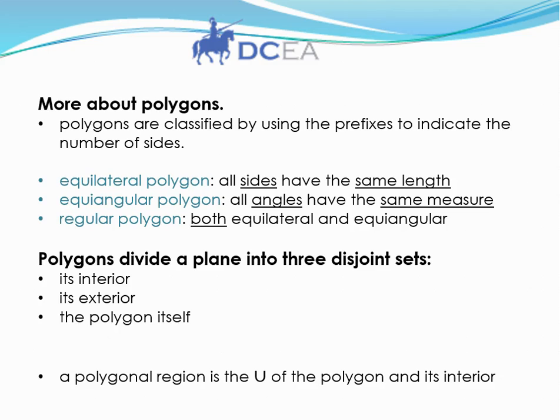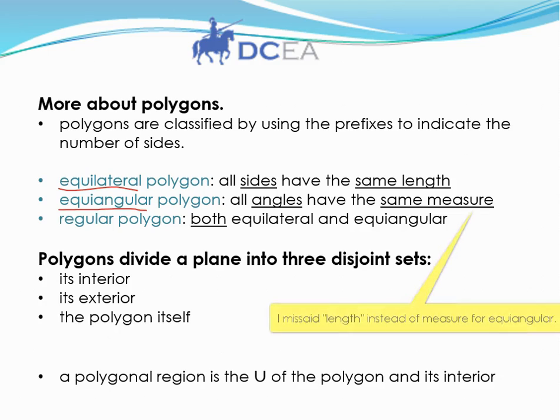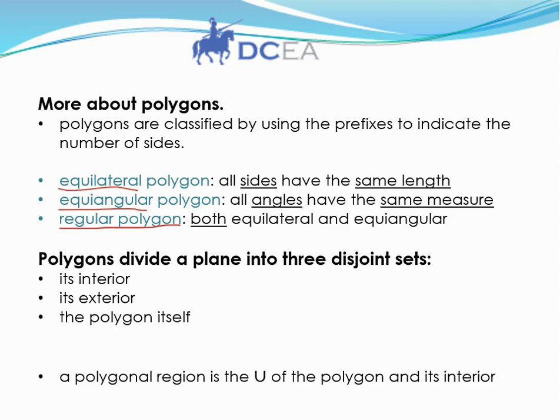We classify polygons by using the prefixes to indicate the number of sides. There are different categories or classifications of polygons. We have the equilateral polygon, and that means that all sides have the same length. We have an equiangular polygon, which means all angles in the polygon have the same measure. And if you have a polygon that is both equilateral and equiangular, meaning all the sides have the same length and all the angles have the same measure, that is called a regular polygon.